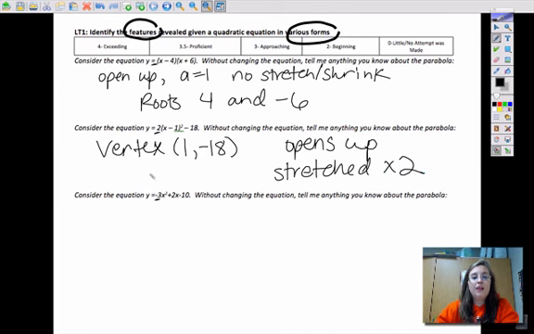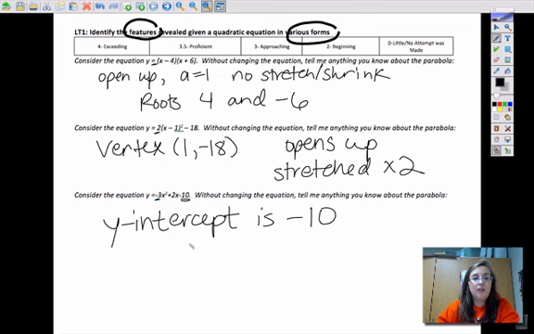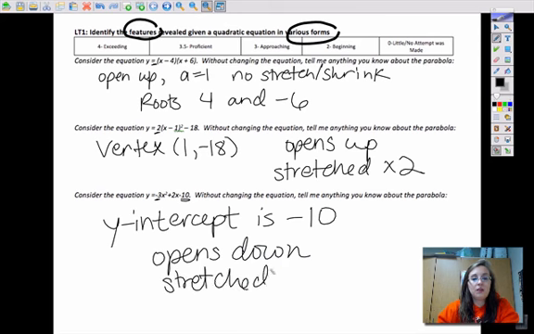Okay? And then the last one is in general form or standard form, which means that I can find the y-intercept. I just look for that last part, the c term. So the y-intercept is negative 10. And I see that it's a negative scale factor, which means that it opens down. And it's a 3, which is greater than 1, so it's also stretched times 3.